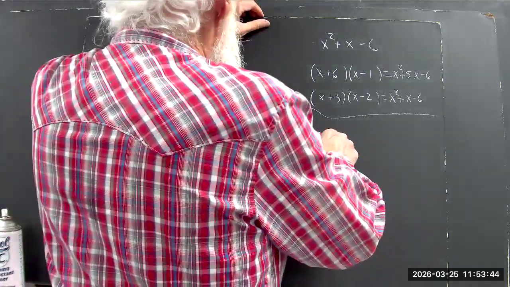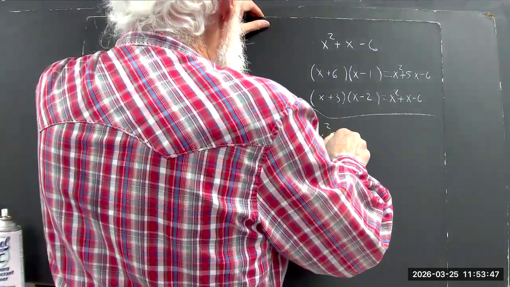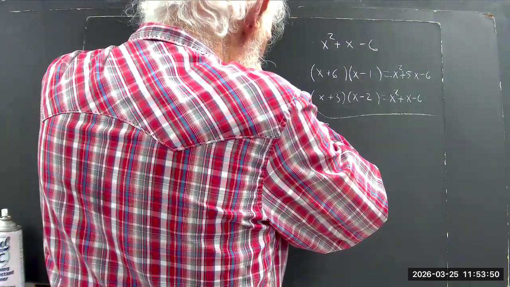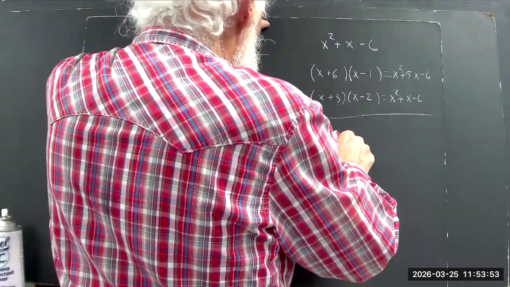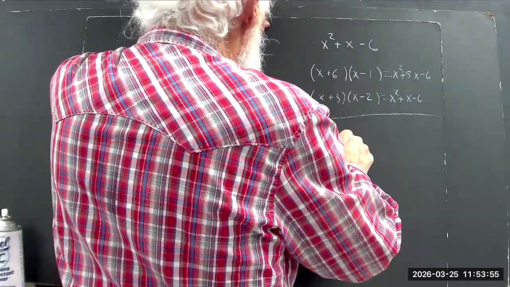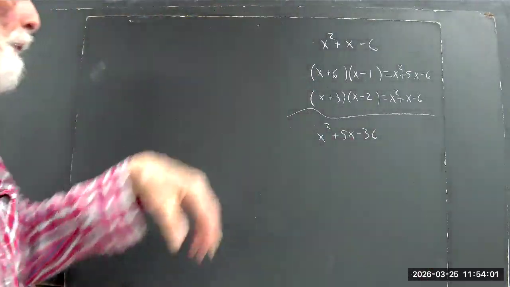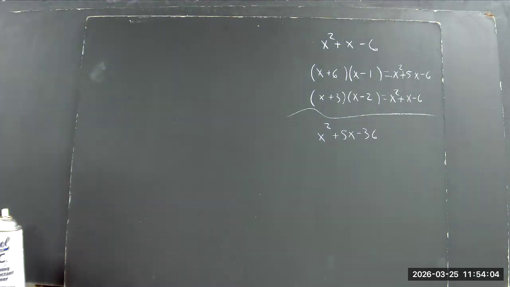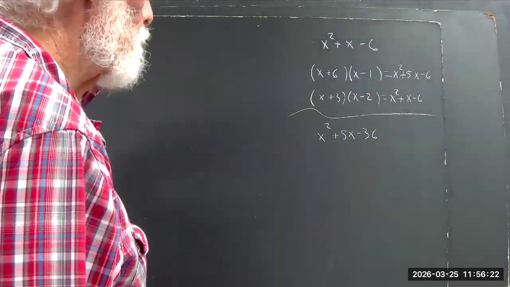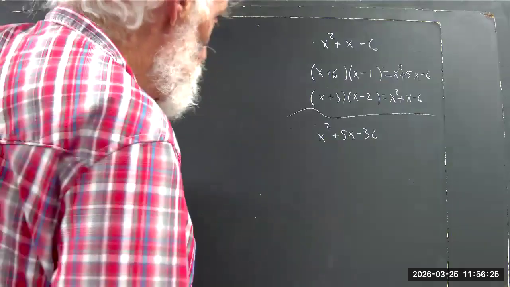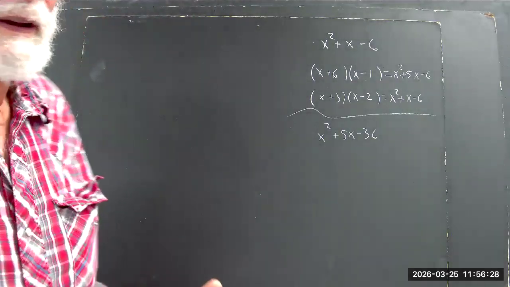So let's try a good one. Try x squared plus 5x minus 36. Okay, most people got that pretty quickly and pretty easily. Going to be a little more systematic. A lot of people kind of did it in their head, and that's fine.